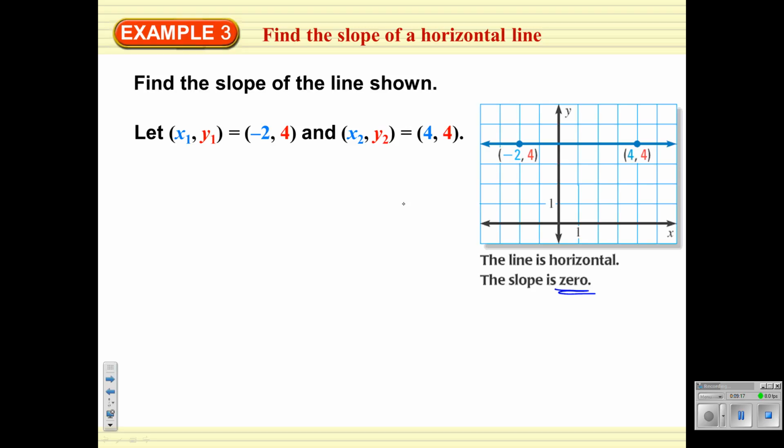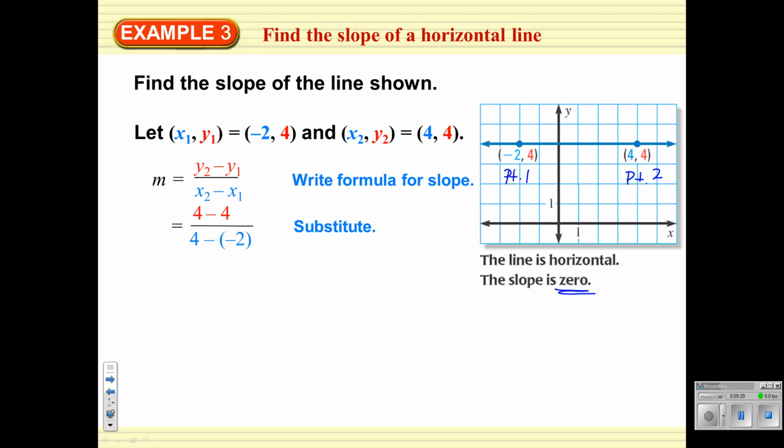So we have our point 1 right here, and we have our point 2, and let's write our formula and substitute in. So we end up with 4 minus 4 over 4 minus a negative 2. Well, when we get 4 minus 4, what do we get in the numerator? We get a 0. And anytime you have a numerator of 0, you have just a 0. So our slope is 0.